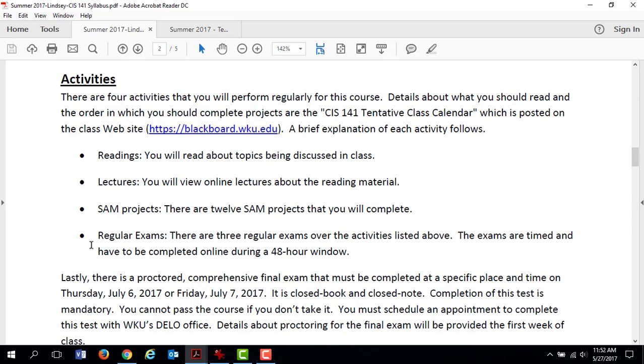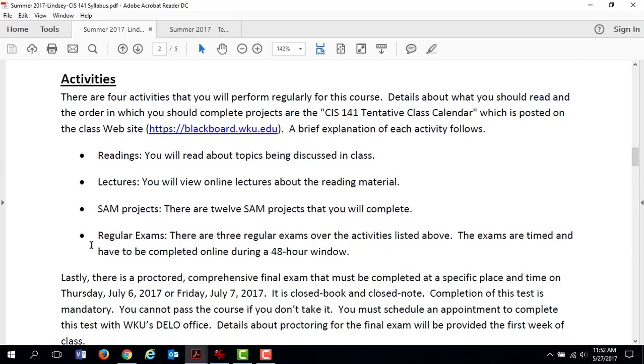For each of those regular exams, there's a 48-hour window, so a 2-day period in which you can complete those. Those tests are timed. You get 30 seconds per question. That's our departmental policy. So you can take those from anywhere you want where there's an internet connection, but you only get 30 seconds per question. And as long as you're completing it within that 48-hour window, then you'll be fine. If you have questions about that, let me know.